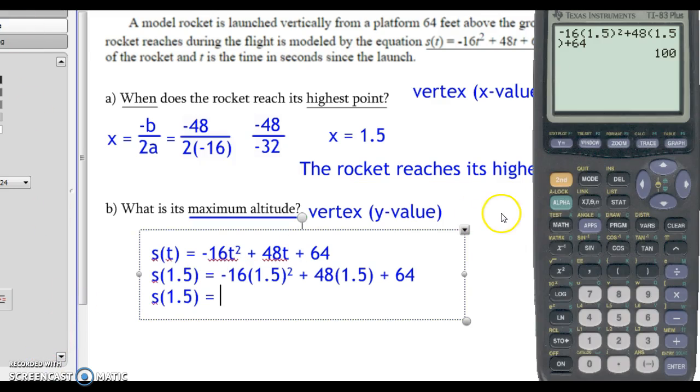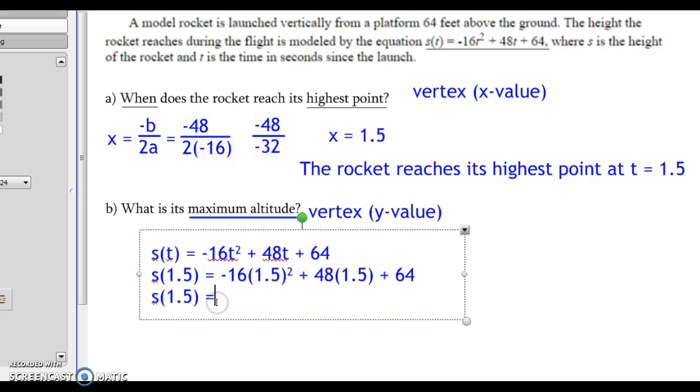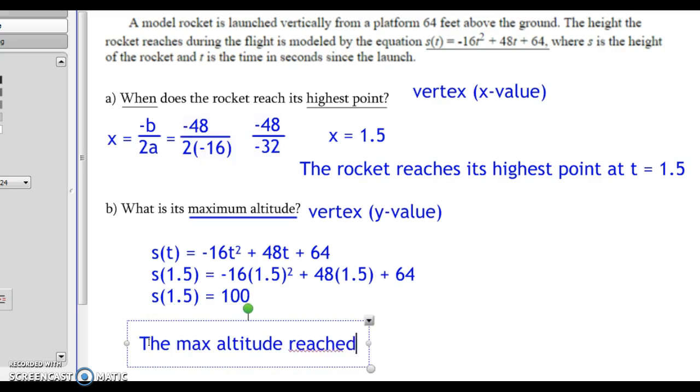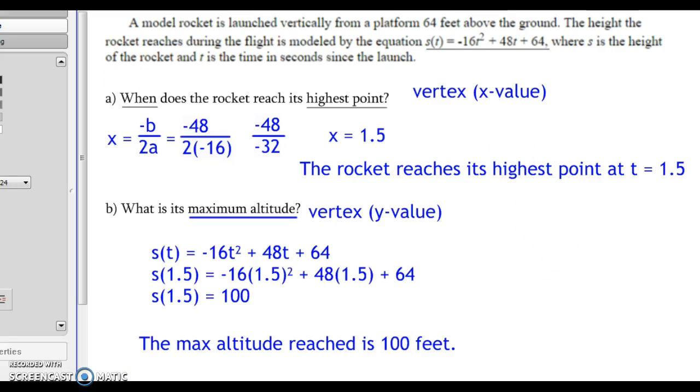So I'll put my calculator here, and I've already typed that in. I substituted in 1.5 for all the t values, and I get 100. So S(1.5) is equal to 100. In order to get the full points, we're going to write it out as a sentence. We can say that the maximum altitude reached is 100, and if we look back at the problem, it talks about the measurements being in feet, so 100 feet. One of the big takeaways here is identifying the different keywords and seeing what those keywords mean for the problem.